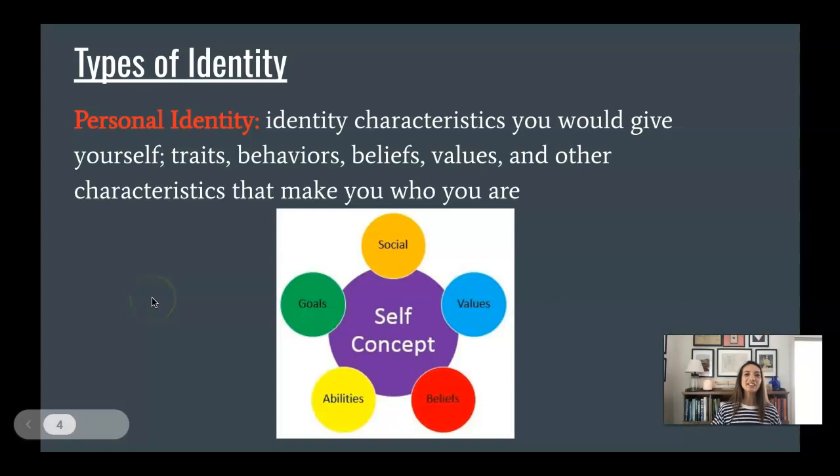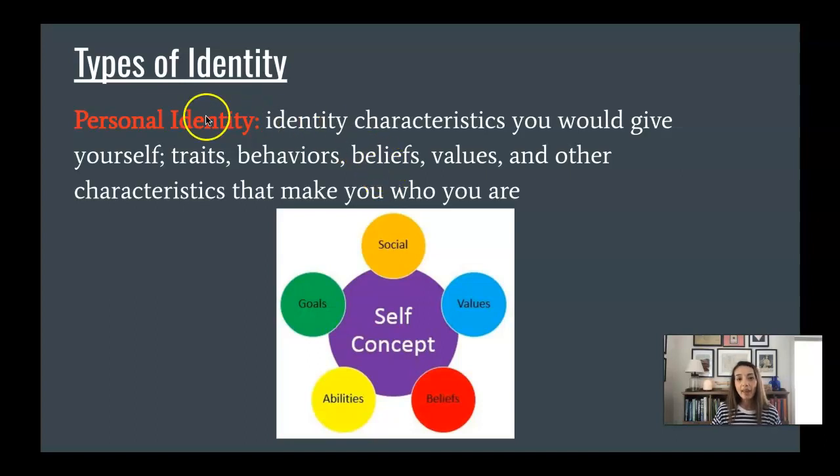There it is. Personal identity. This one is defined as characteristics you would give yourself. So think about traits, behaviors, beliefs, values, or any other kind of characteristics that make you who you are. Here's a question I want you to think of. Do you have a certain belief that influences the way that you think and then the decisions that you might make in your daily life?